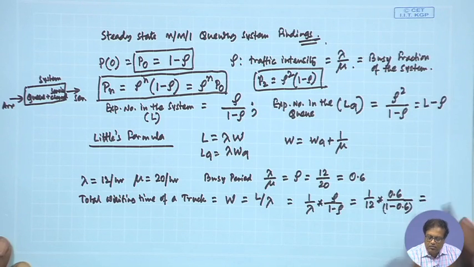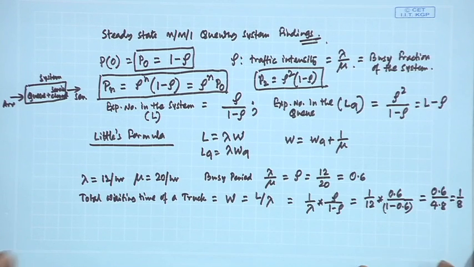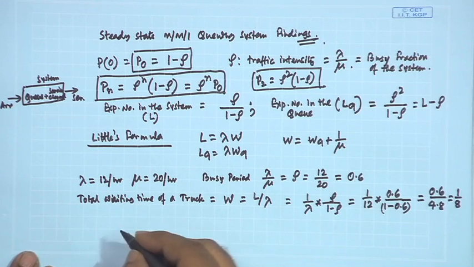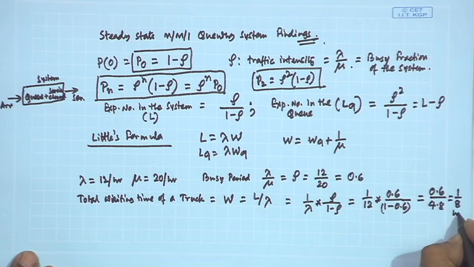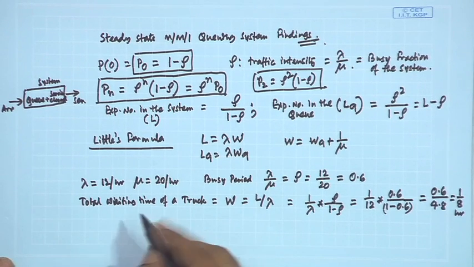So, 0.6 by 4.8 equal to 1 by 8, right. So, we get the total waiting time of a truck as 1/8. What is the unit? The unit is hour, because everything is mentioned in hours. So, W is 1/8 of an hour.